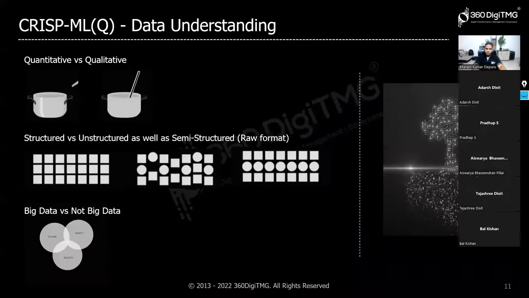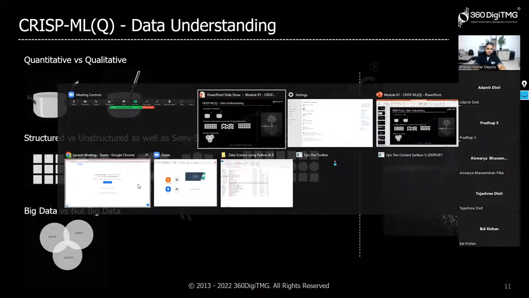Okay, so let us do a quick recap once again of the entire mind map that we have. Post the recap, we shall proceed further. So let me share the screen and we shall proceed.